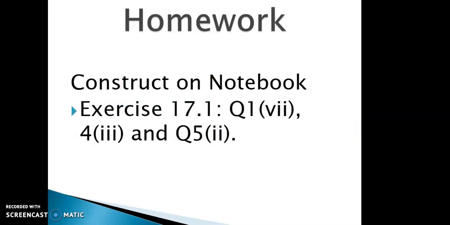Okay, so this is your homework. You have to construct these questions from exercise 17.1, question 1, part 7, question 4, part 3, and question number 5, part 2. Okay, so this is all about today's lesson, lesson number 37.